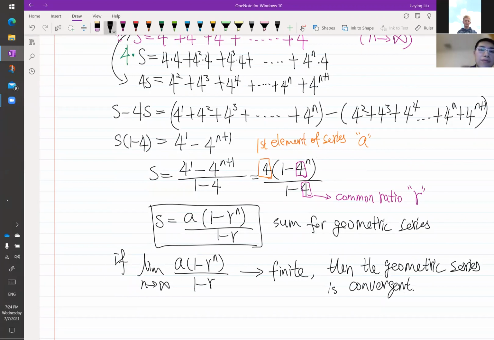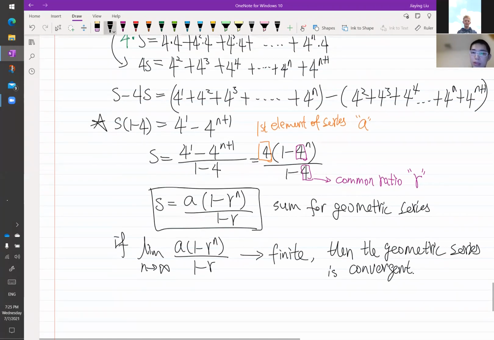So after this step, I just divide by 1 minus 4 on both sides, and then I factor out a 4 from the numerator. So the first step is divide by 1 minus 4. The next step is take out a 4 from the numerator.